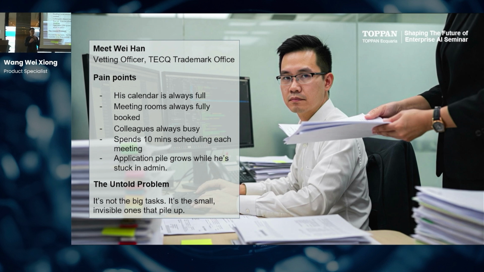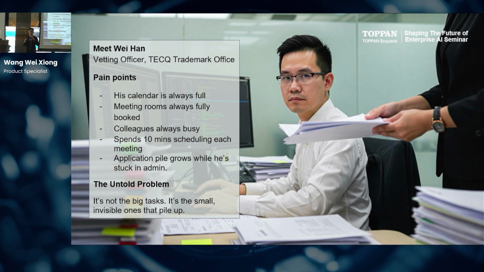And why is scheduling of meetings such a hassle? Just look at Wei Han. His calendar is always full. His meeting rooms are always fully booked. His colleagues are always busy as well. So in the face of so much scheduling to do, how is he going to process his tasks? How is he going to hit his KPI?